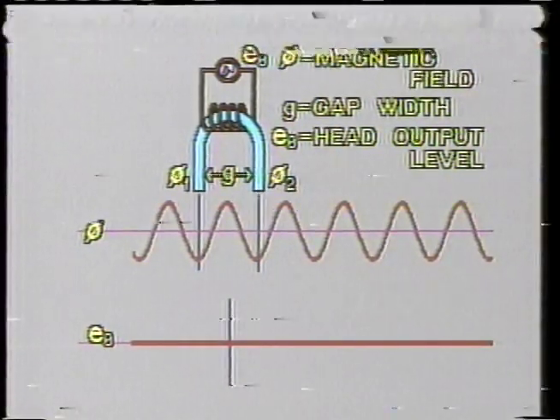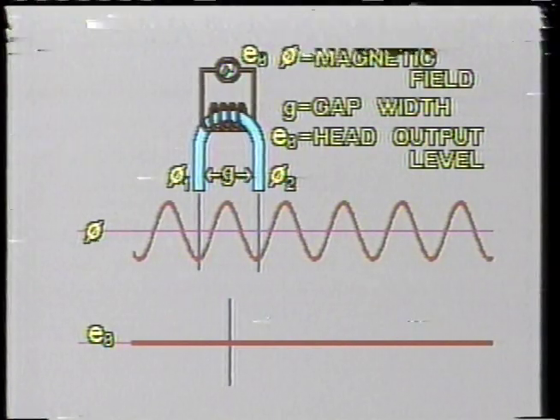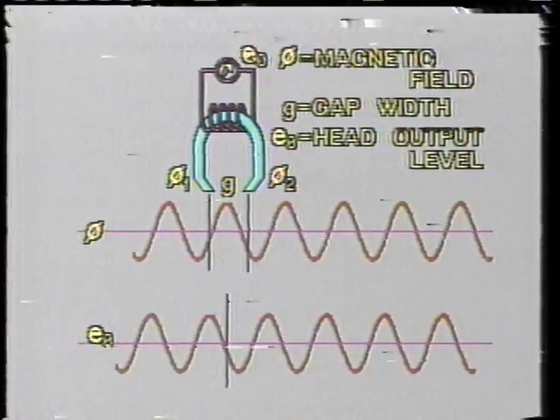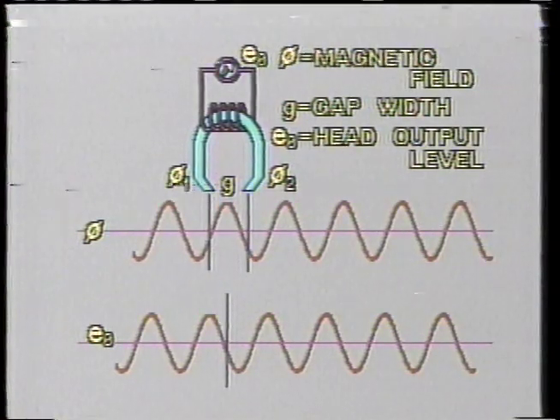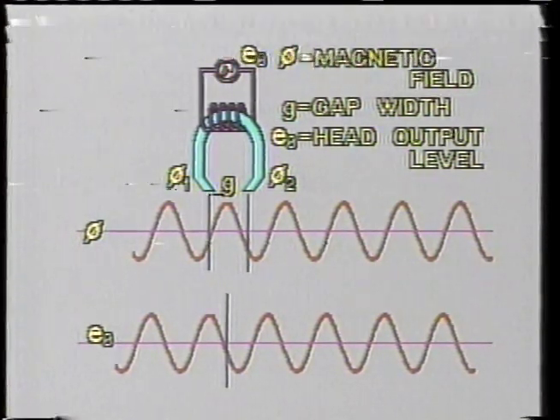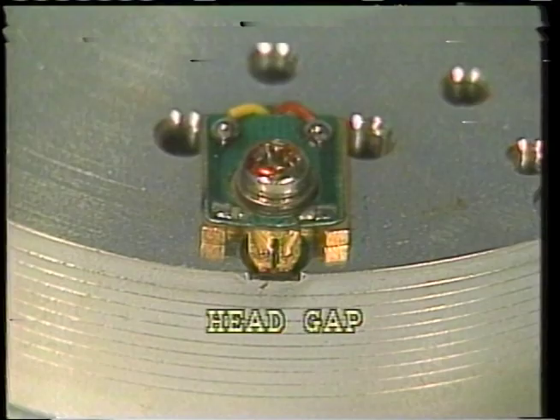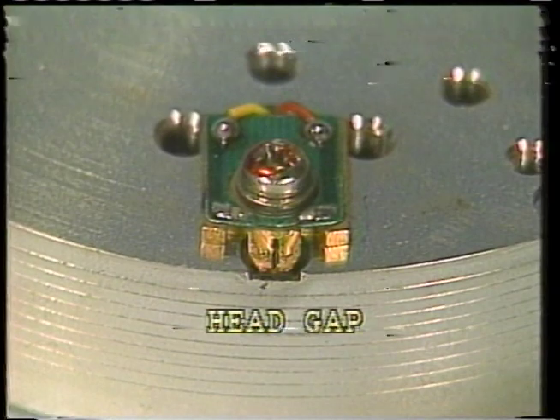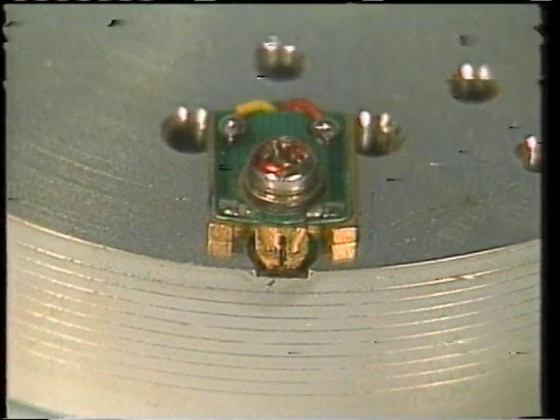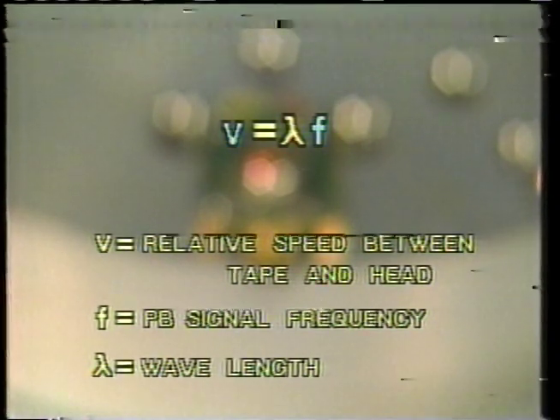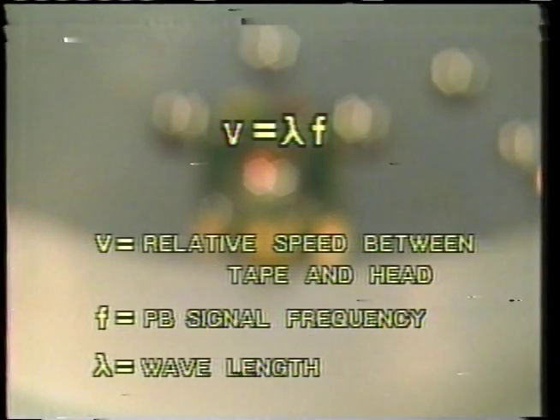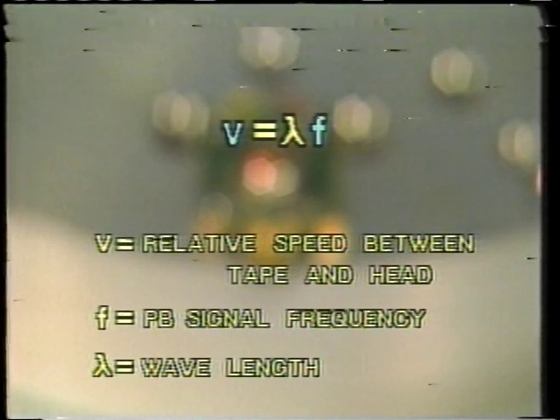This relationship is the same even if the gap width is altered. Therefore, the gap width can be used to obtain the shortest possible recording wavelength for playback. The narrower the gap width, the shorter wavelength that can be obtained. However, for mechanical reasons, there is a minimum width beyond which the gap cannot be narrowed. If the tape speed relative to the head V is calculated using the playback frequency F and wavelength lambda in the formula V equals lambda F, a situation is created where the shortest recording wavelength is wider than the gap.